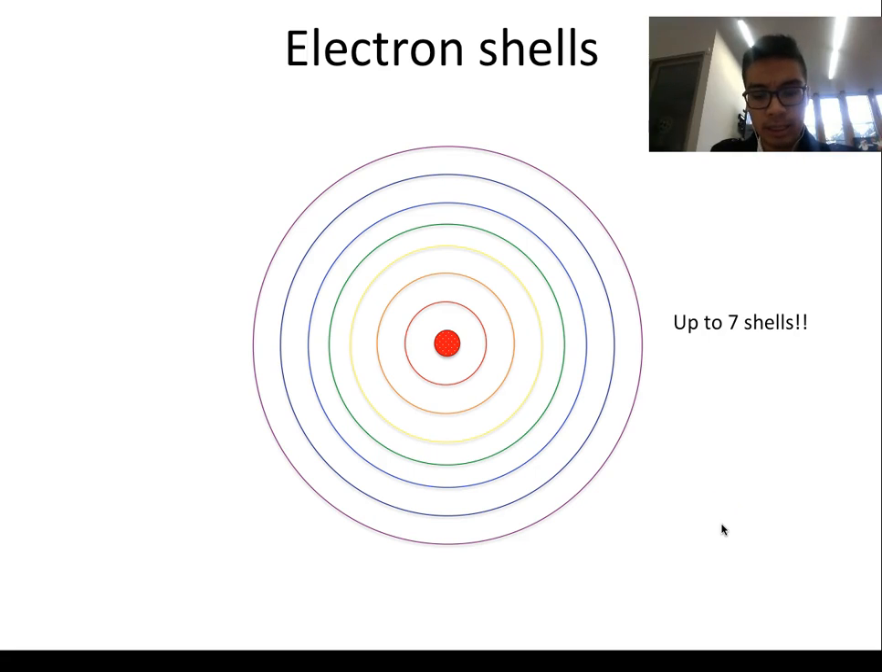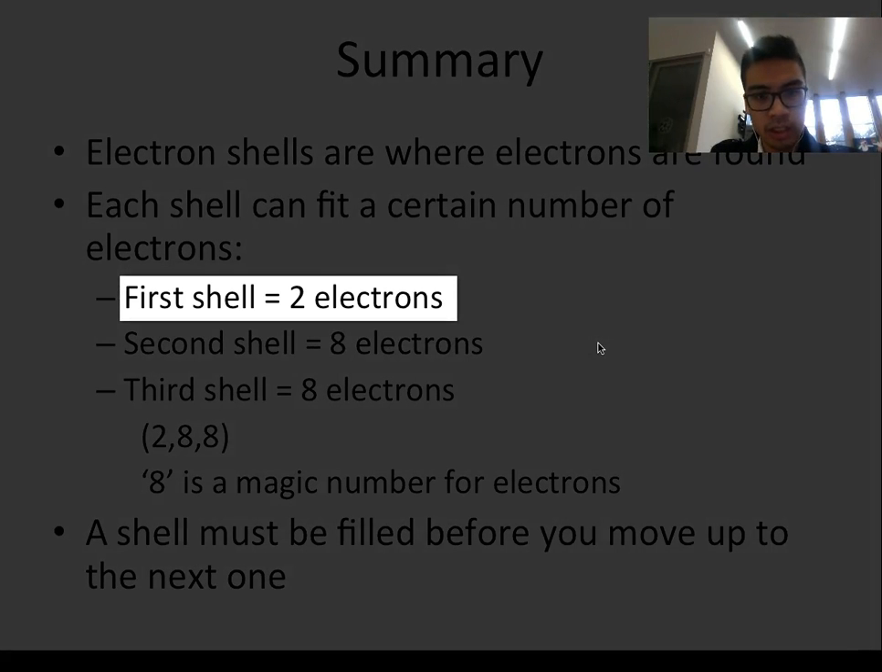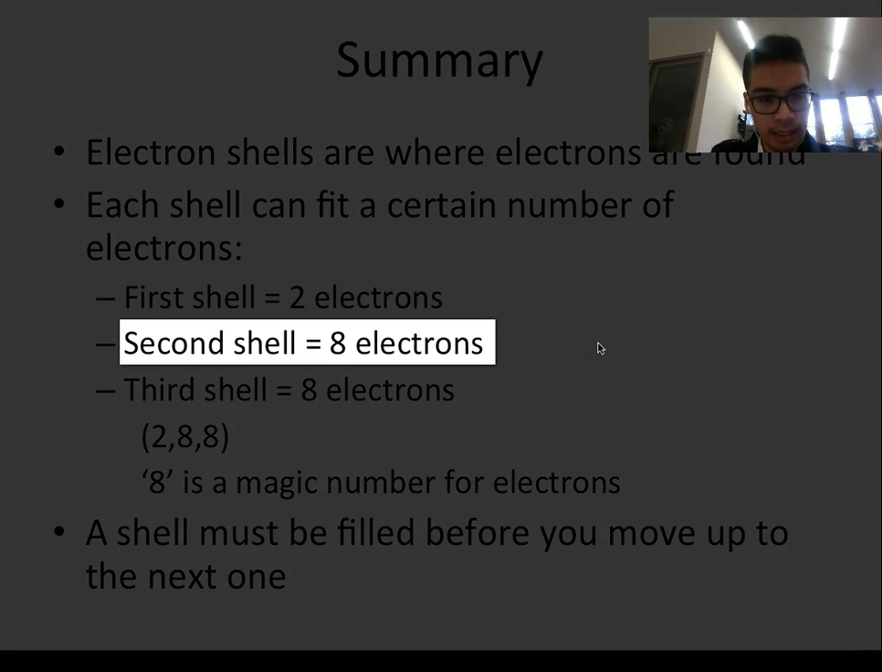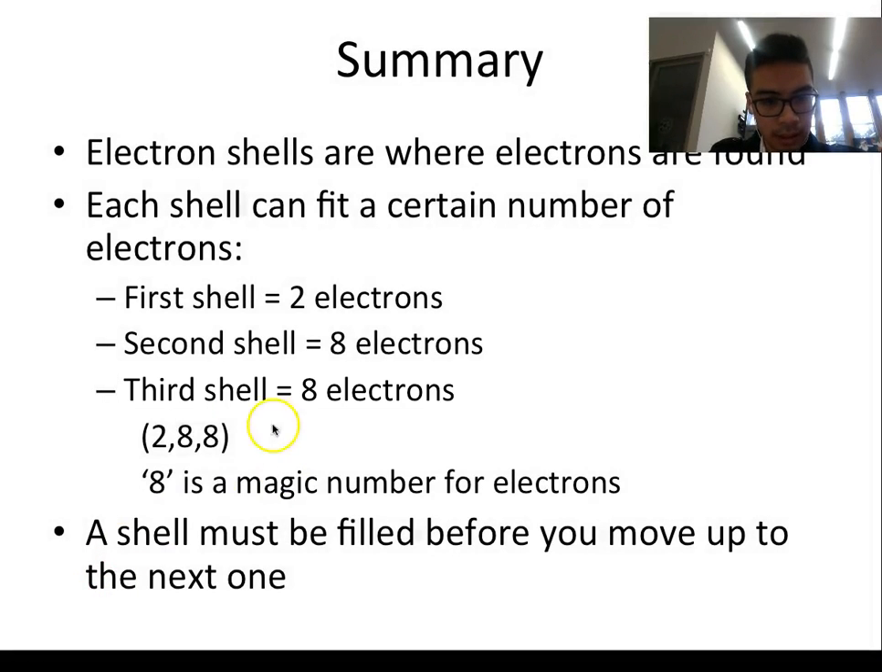7th period element. So in summary, electron shells are where electrons are found, and each shell can fit a certain number of electrons. The first shell fits 2, the second shell fits 8, and the third shell fits 8 as well. And so an easy way to remember these is this thing here, 288. And you'll find that 8 is a magic number for the number of electrons that can fit in a shell. And of course, a shell must be filled before you move up to the next one.